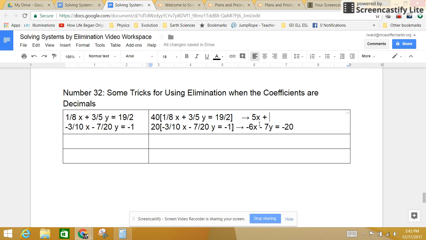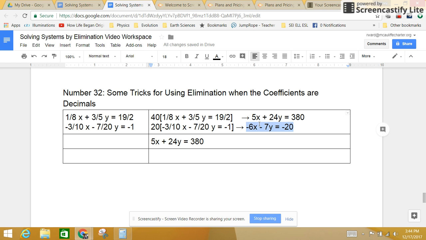I'm going to multiply 40 times 3/5 y. I cancel out the 5's in the denominator and in 40, and I'm left with 8 and 3. So 8 times 3 is 24y. Then I've got 40 times 19 halves. The 2 in the denominator cancels out with a 2, that's a factor of 40. I'm left with 20 times 19. So I get 380. Okay, let's copy these over into my workspace down here.